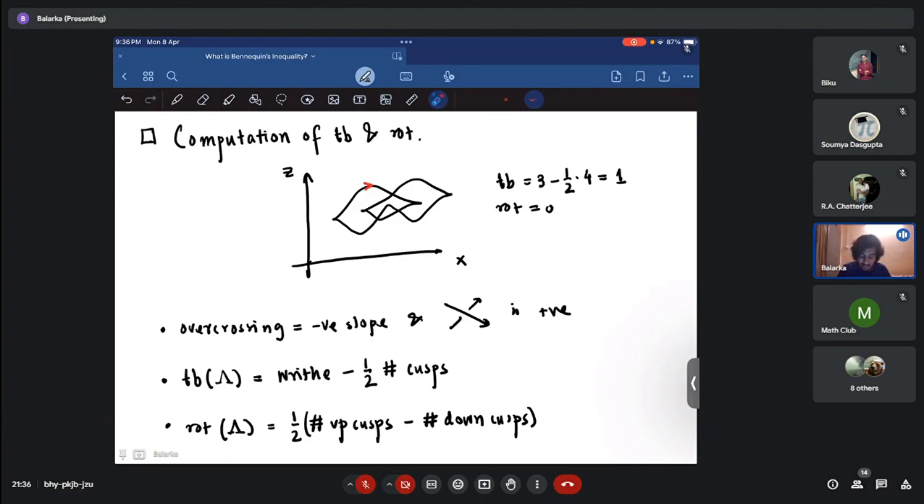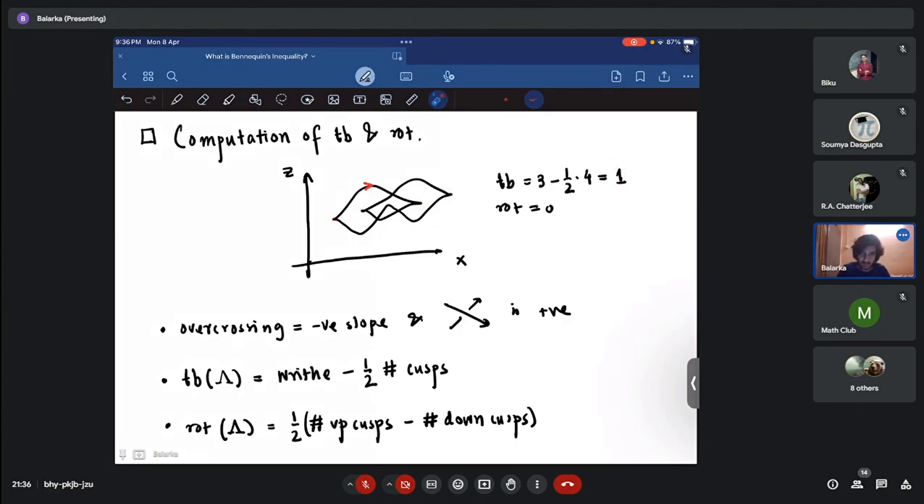The Thurston-Bennequin number of this is the writhe. So what is the writhe? There are 3 crossings, 1, 2, 3. You can check that this is the overcrossing because it has negative slope, and this is the undercrossing, and it's +1. And all the other ones are +1. I think it's called the right-handed trefoil. There are 3 crossings. Everything is +1. The writhe is 3. And you subtract half times the number of cusps, of which there are 4. So the final answer is 1.